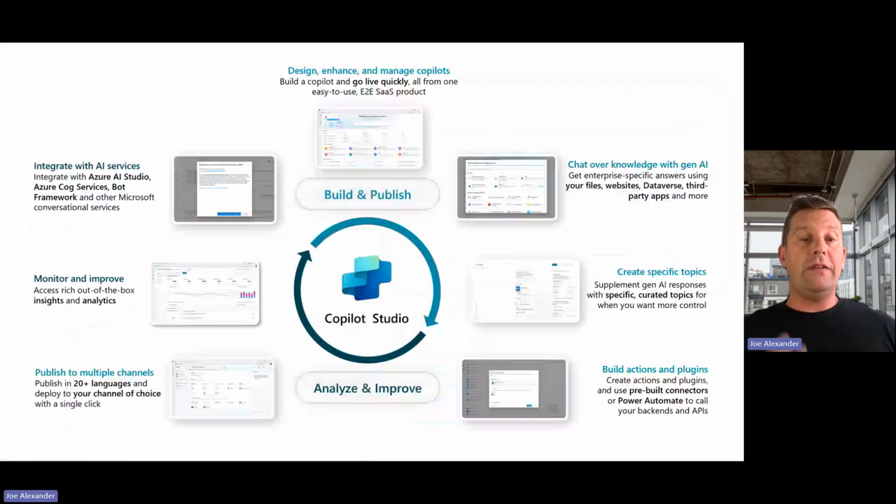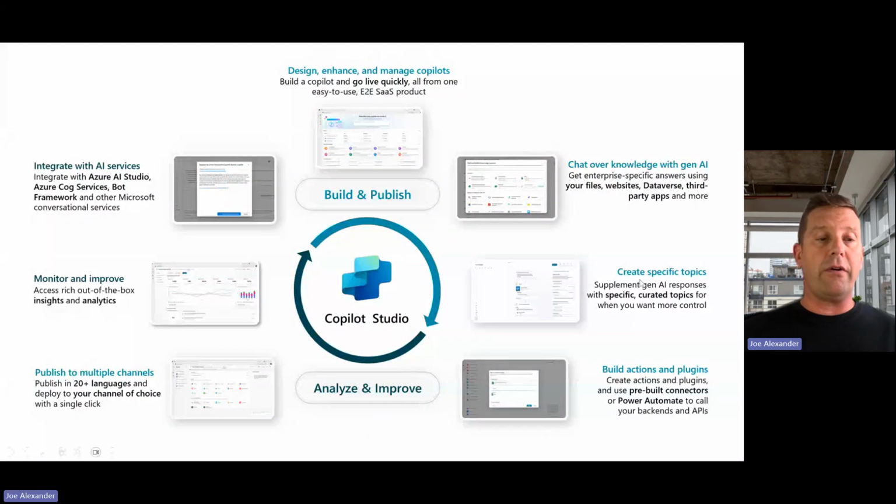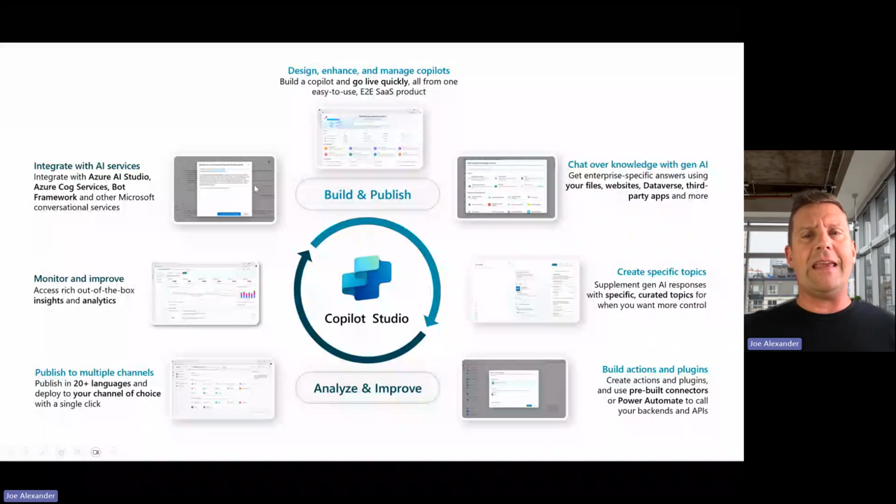So how do we do that? This is kind of the life cycle, I think, of Copilot Studio. While a number of these things on this screen have been around for years, like the ability to create specific topics in the lower right-hand corner, and the ability to publish this to multiple channels, whether on a website or in a Teams channel, the two that we're really going to focus on today are the left and right top: the idea of being able to integrate with generative AI services.